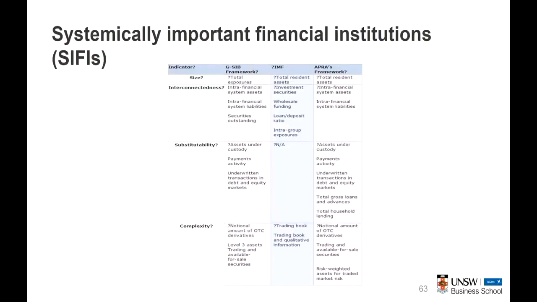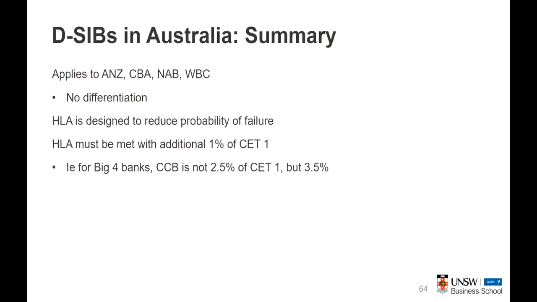And in terms of complexity, right, how complex are the institutions? They looked at notional amount of OTC derivatives, and they looked at the size of the trading book, and risk-weighted assets for traded market risk. So then APRA assessed the Australian banks under those variables to figure out which ones are systemically important. And in summary, they said, we can't differentiate ANZ, CBA, NAB, and Westpac, right? So we're not going to apply different categories, but we will say that they are systemically important. So therefore, all four of them get a bonus, 1 additional % of capital.